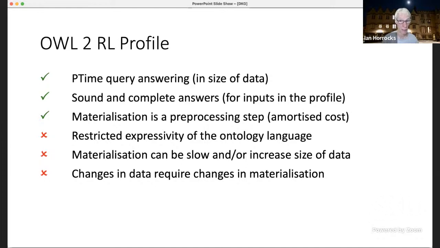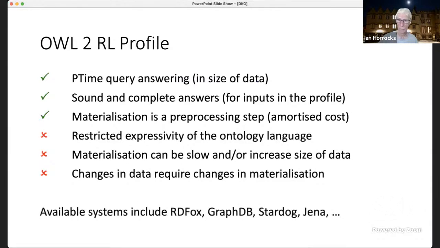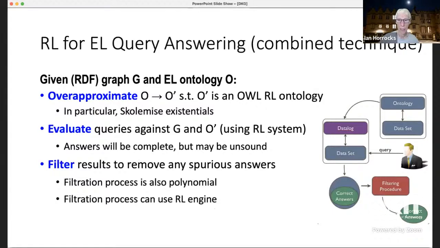Materialization could be slow and could increase the size of the data. And there's this issue of what happens if I change the data. In many systems, that means just going back and redoing the whole materialization process, which, as we've already agreed, could be quite costly. And this is a pretty popular technique, though, and there are a bunch of available systems out there. So I can see time's running on, so I'm going to just skip a bit through some slides.